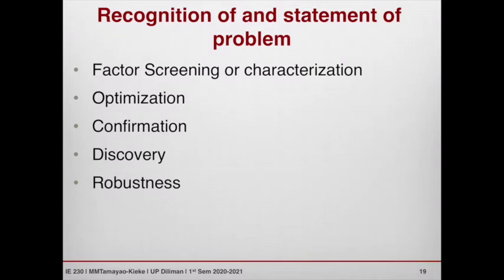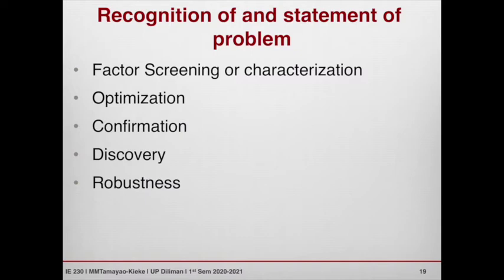The first step in the pre-experimentation planning phase is the identification and statement of the problem. The experimenter has to identify what kind of problem is being tackled. We have 5 broad categories of these problems. 1, we have factor screening or characterization. 2nd, optimization. 3rd, confirmation. 4th, discovery.